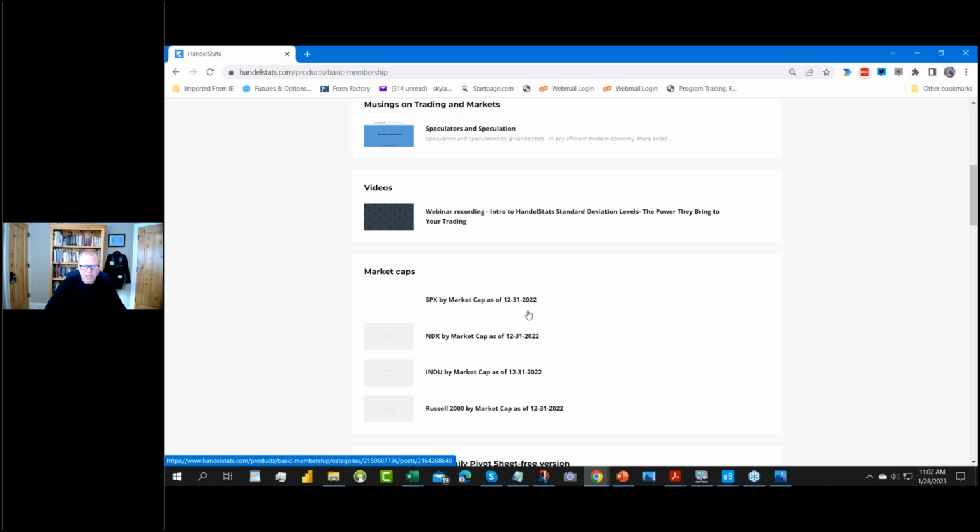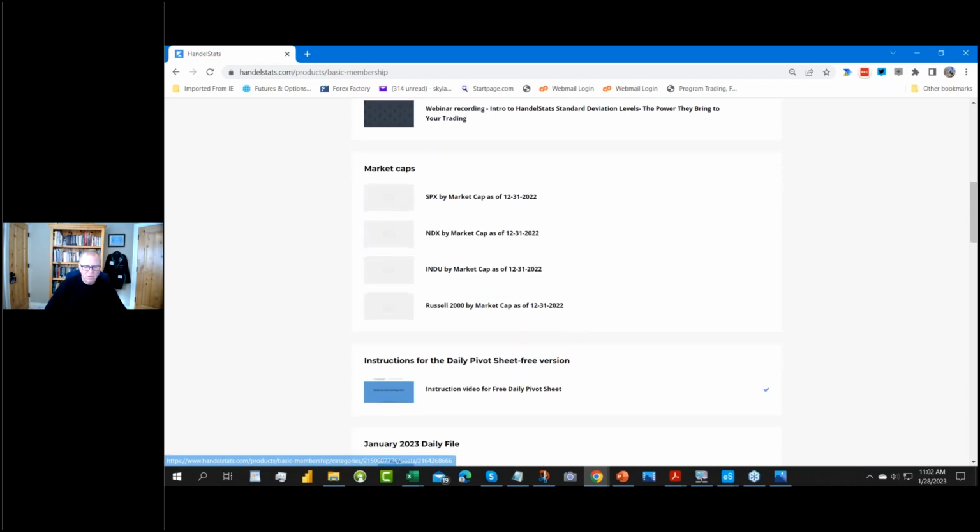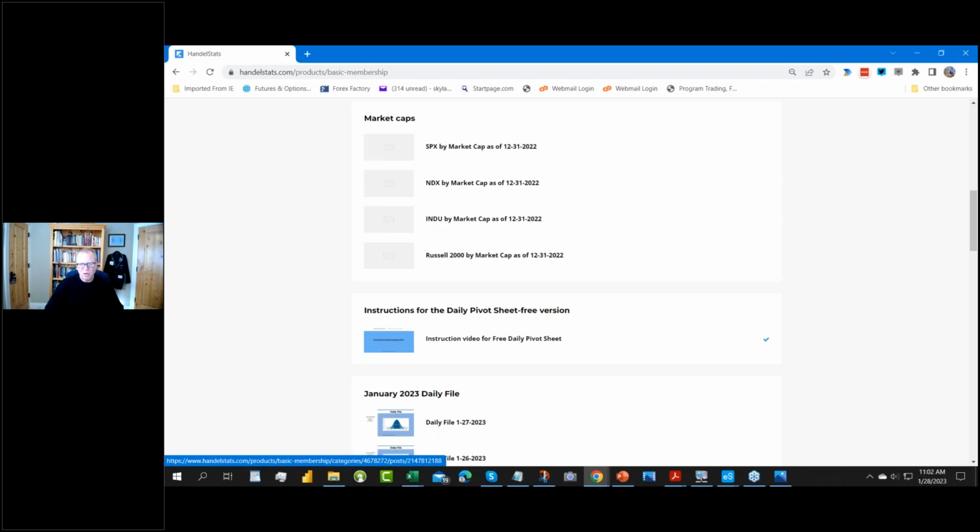But these are the market caps as of 12/31/22 of the NASDAQ, the Dow, the S&P, and the Russell 2000. So it's got the stocks that comprise the index and the market caps. I update that sometimes and put it out. I'm planning on updating this at the end of the month and then posting it there at some point in time.